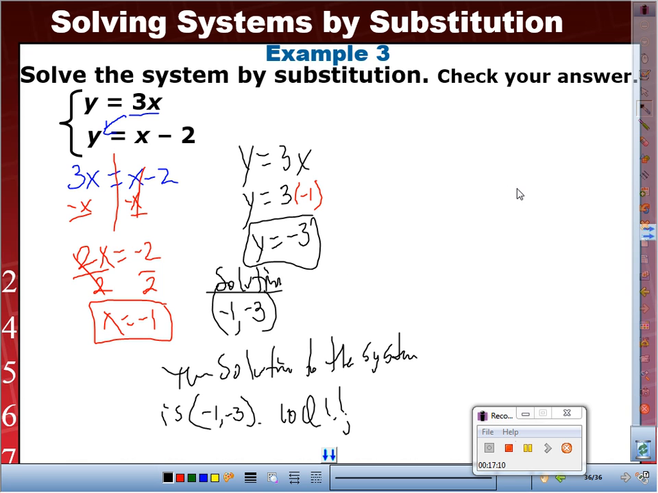Here goes the next one. Copy this next one. Do this one by yourself. Example number 4.